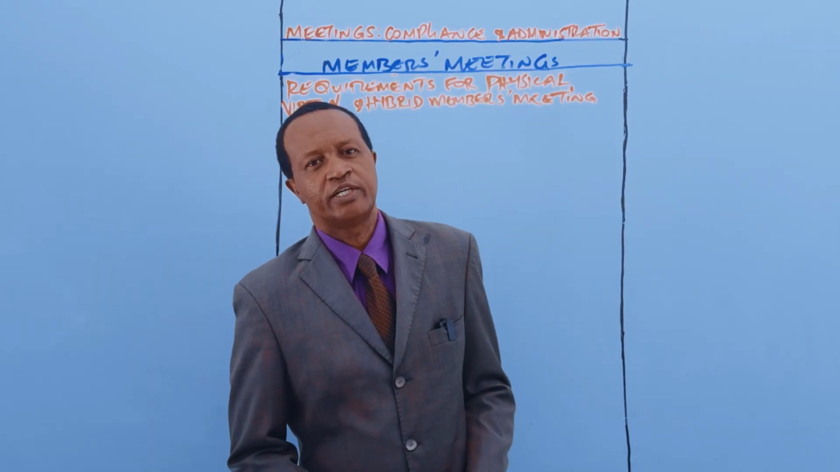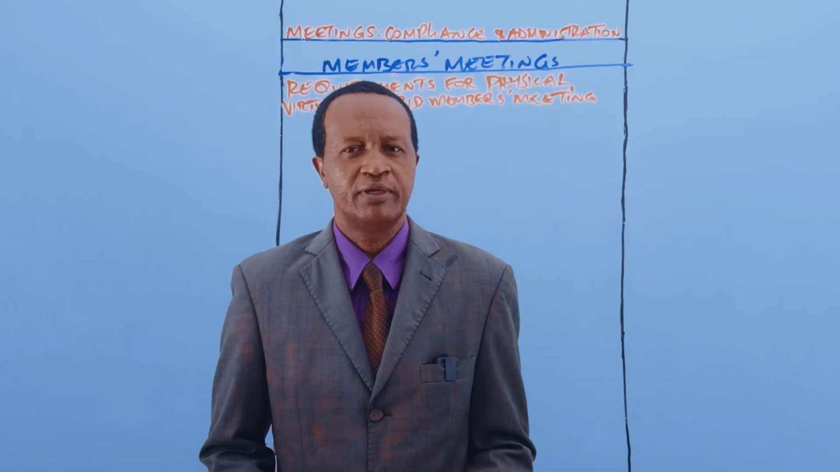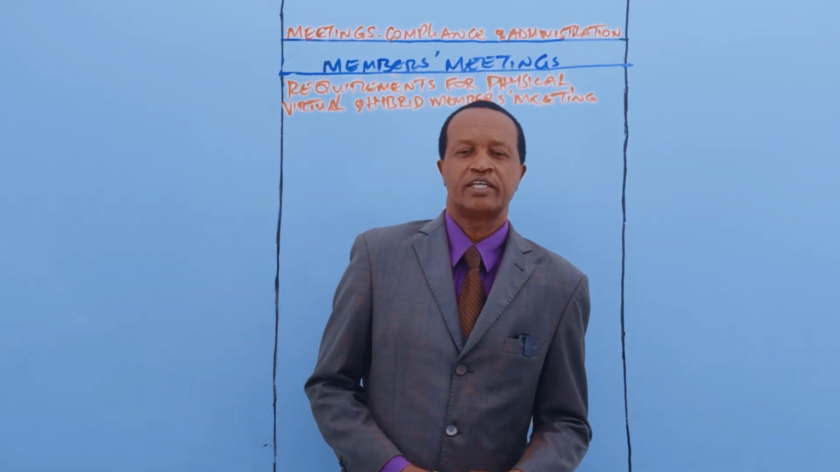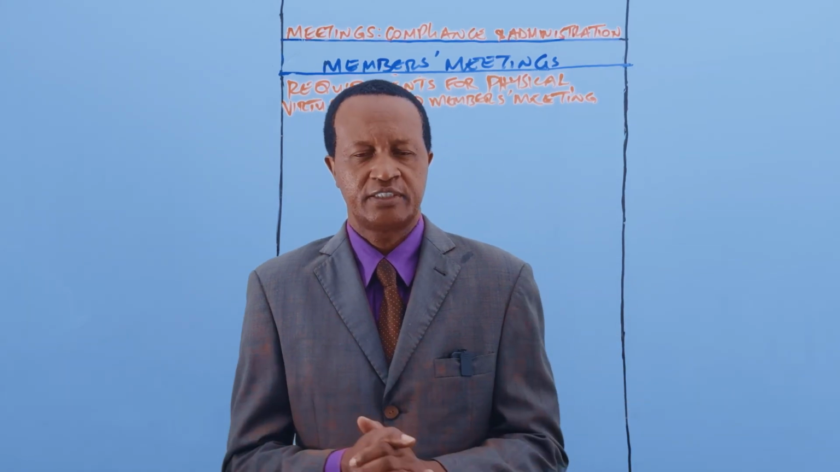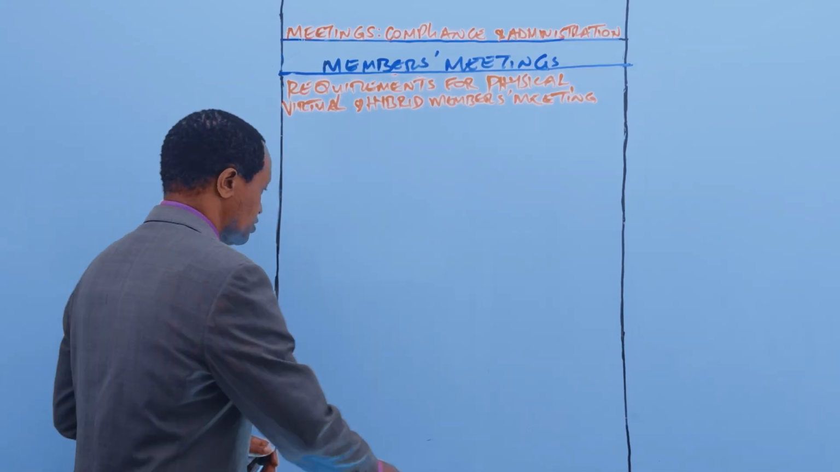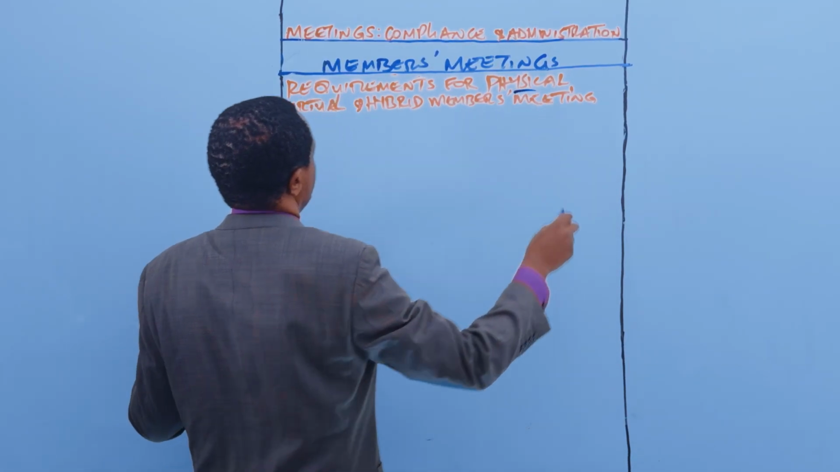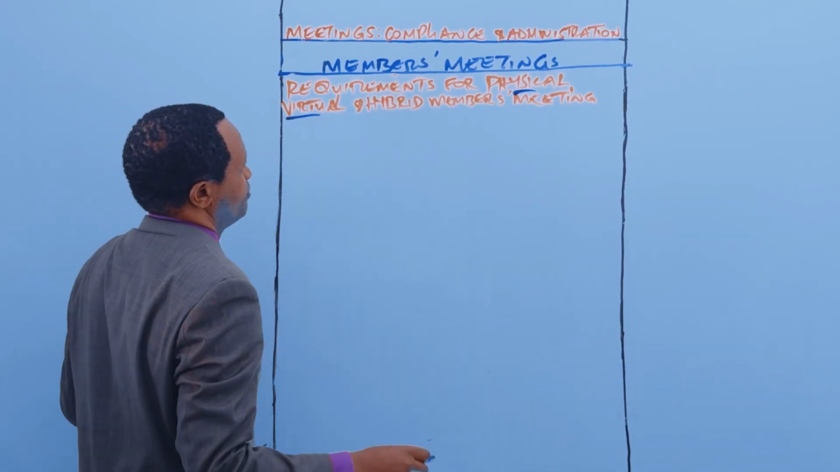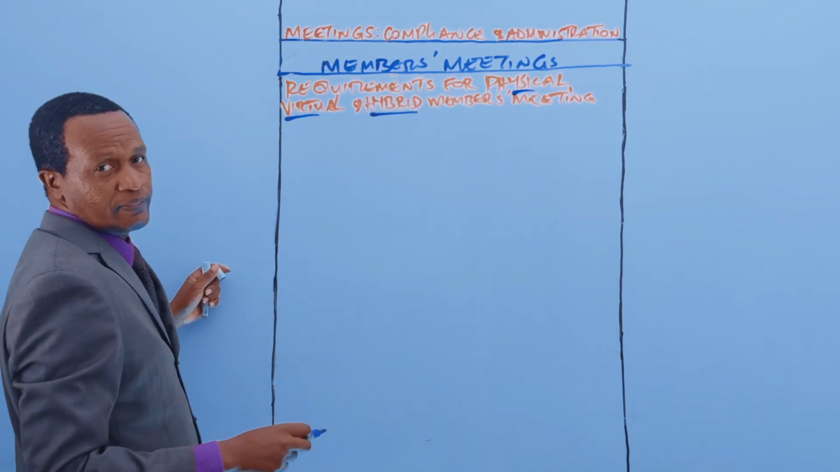Today we are going to study the requirements for a valid physical, virtual, and hybrid members meeting. The subject is meetings, compliance, and administration. We're still on the topic members meetings. So there are three things. Requirements for physical members meeting. There is virtual members meeting and hybrid members meeting.